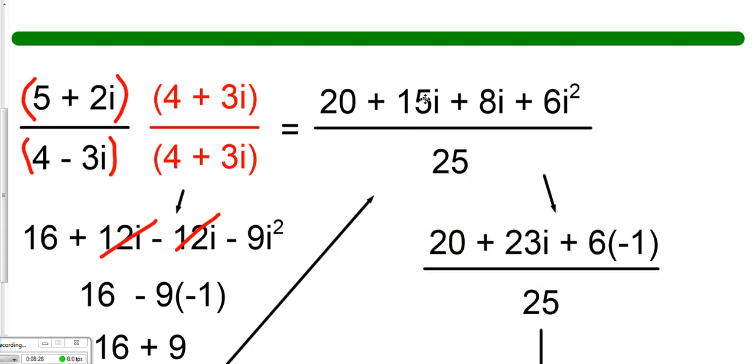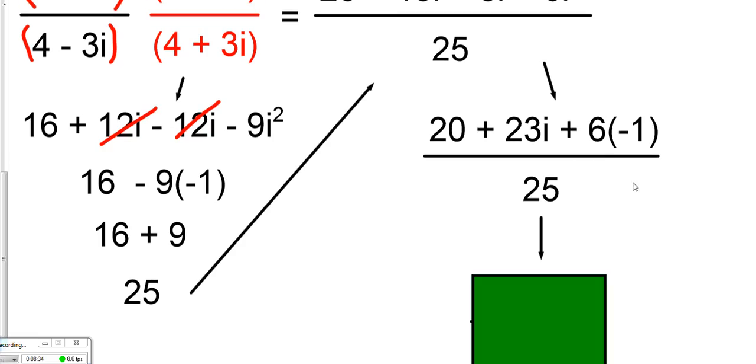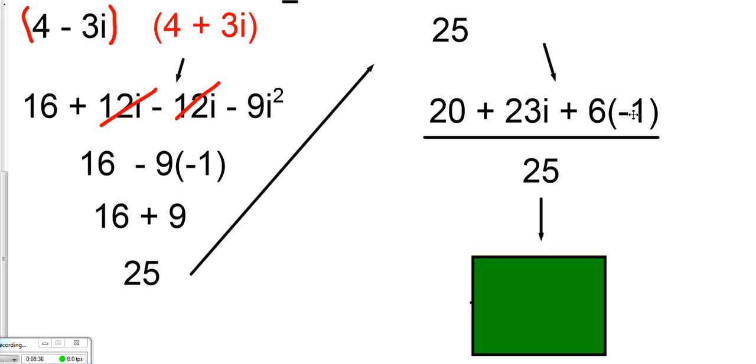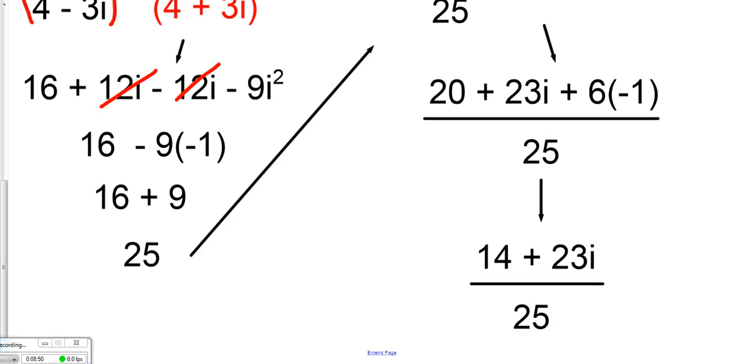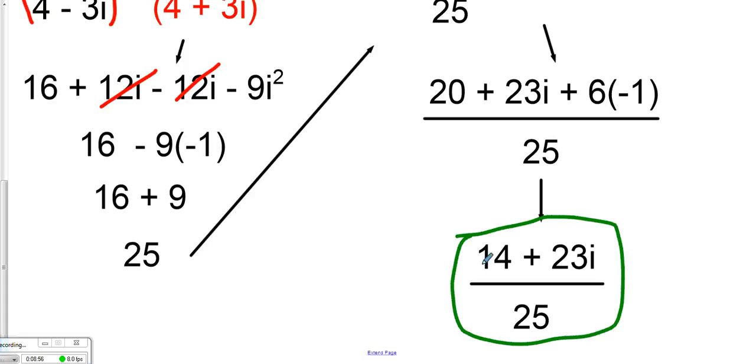So 15i and 8i make 23i. i squared makes negative 1. 6 times negative 1 is negative 6. And negative 6 plus this 20 would become a 14. So it's 14 plus 23i all over 25. This would be your simplified division problem.